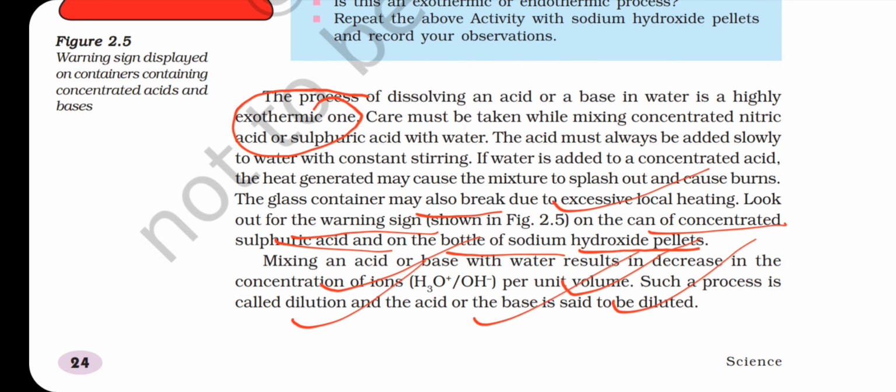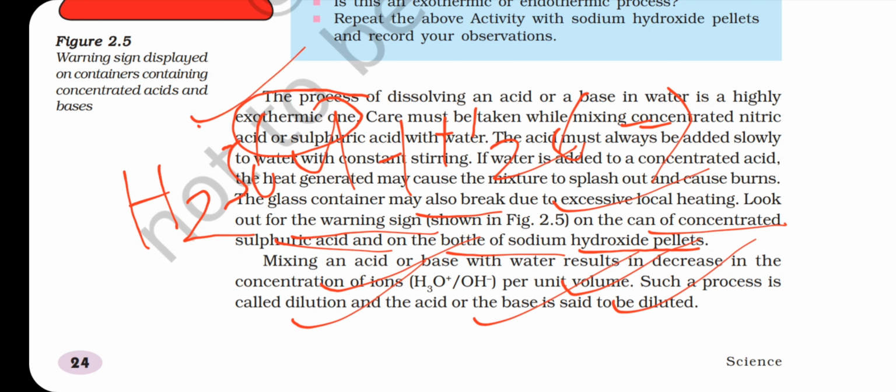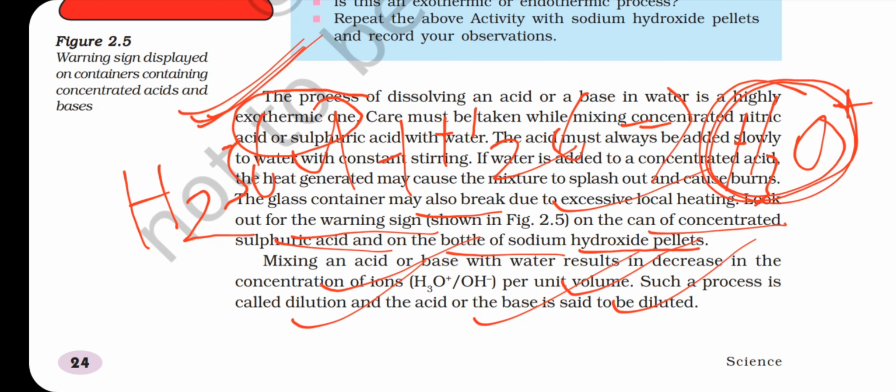Diluted means, suppose we take concentrated sulfuric acid, H2SO4. When we mix it with water, it becomes diluted. Diluted means its concentration decreases, that is, the concentration of H3O plus ions decreases, so it becomes dilute.